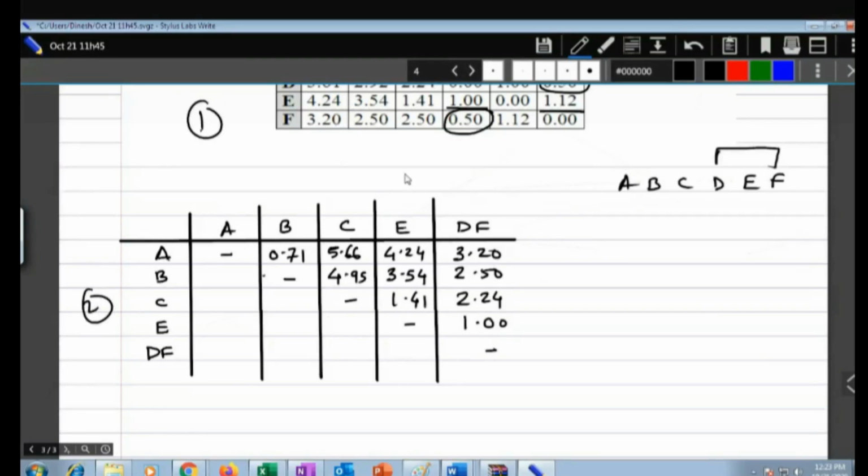Now you have received this. Which one is the minimum? As you can see, A to B is the minimum one, so I will highlight that. Here it was like this. Sorry, I can't highlight here. A to B is 0.71. So obviously what you will do is merge A to B next. After D and F, I will merge A to B.